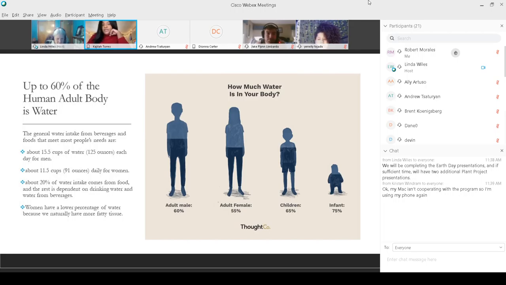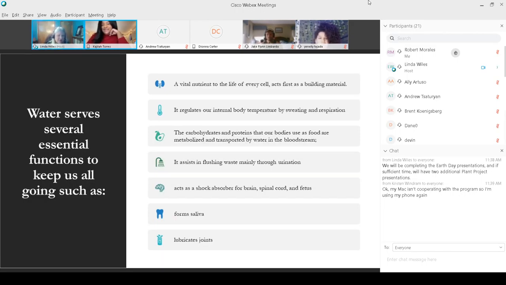For women it is 11.5 cups, which is 91 ounces daily, and about 20% of water intake comes from food, and the rest is dependent on drinking water. Women have a lower percentage because we naturally store more fatty tissues. Yeah, unfortunately. Okay, go ahead.